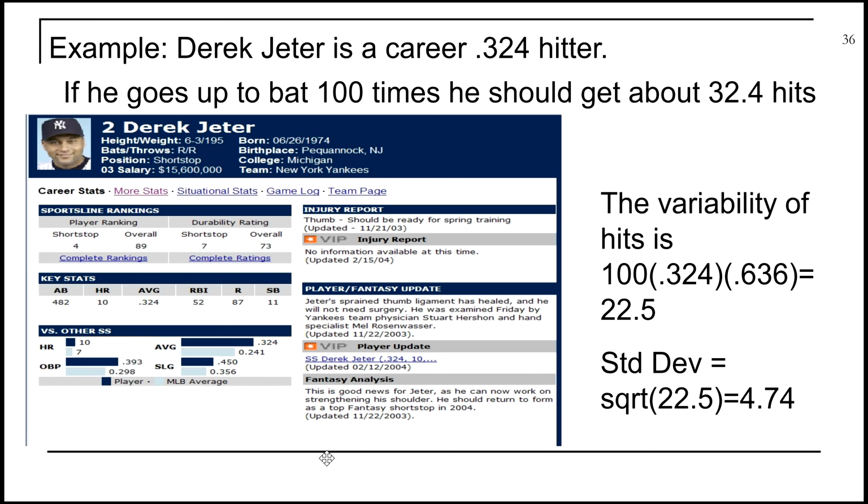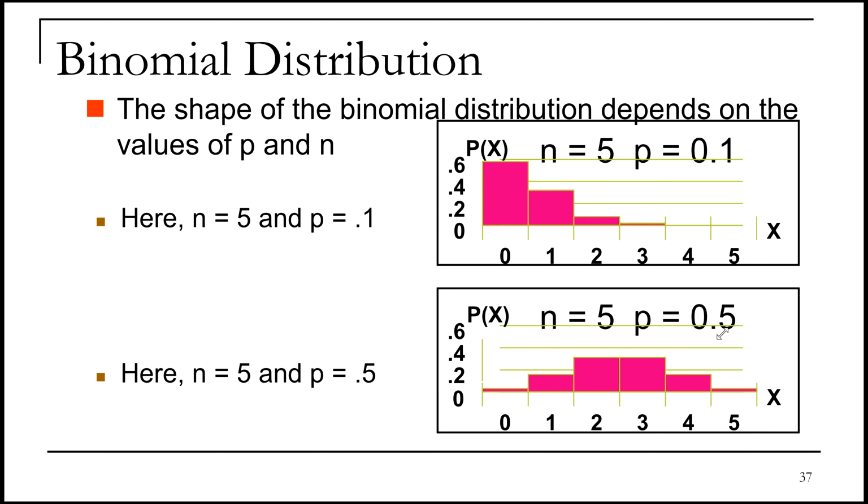Pretty straightforward stuff. As an example, suppose Derek Jeter is a career .324 hitter. If he comes up to bat 100 times, he should get about 32.4 hits. The variance is np times 1 minus p. Same logic. The variability is given by this, and the standard deviation is just the square root.